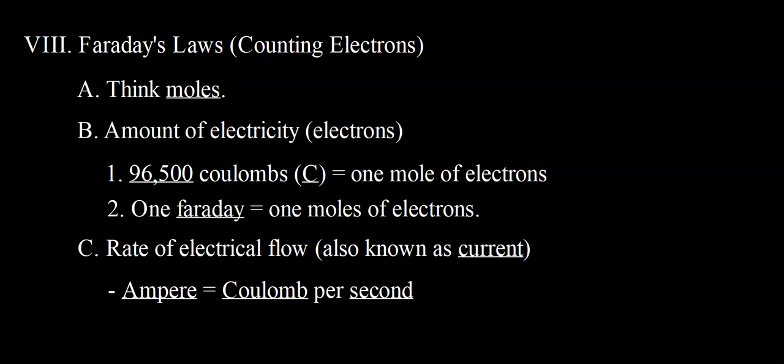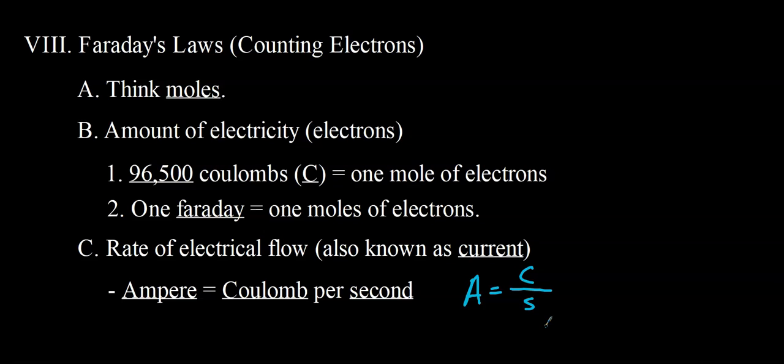So current refers to how fast the electrons are flowing, or how fast electricity is flowing. The unit of current is known as an ampere, or just amp for short. The symbol is just a capital A. And an amp is a coulomb per second. And so we're going to use this as a conversion factor.